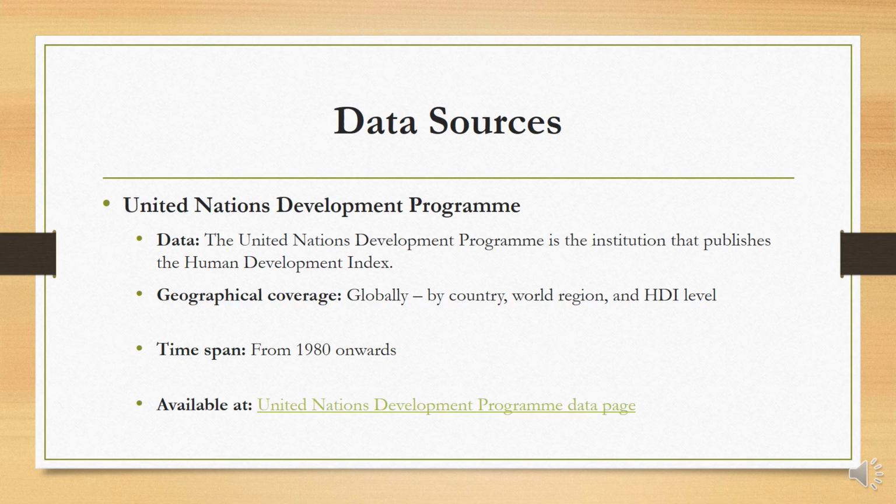Now we discuss the data sources. The United Nations Development Programme is the institution that publishes the Human Development Index, with geographical averages globally by country, world region, and HDI level. The time span is from 1982 onwards. It is available at the UNDP data page.